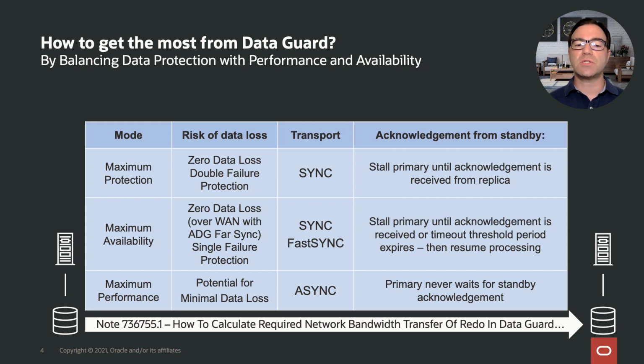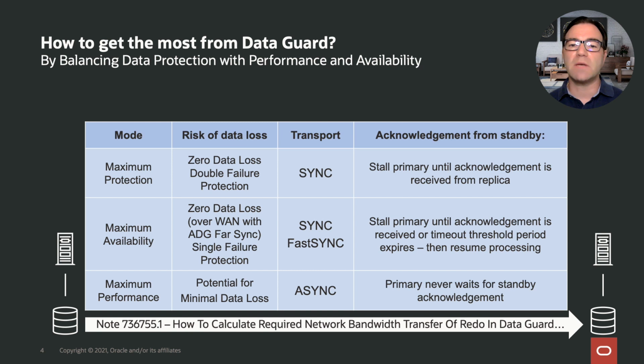One of the differences to maximum performance is that maximum availability uses a synchronous, or short sync, transport mechanism. And also the primary will stall until the standby has sent out an acknowledgement that data has been received or a timeout threshold period expires. So you have a little bit of a configuration play here in the maximum availability mode, but in the end, you can get zero data loss for single failure protection.